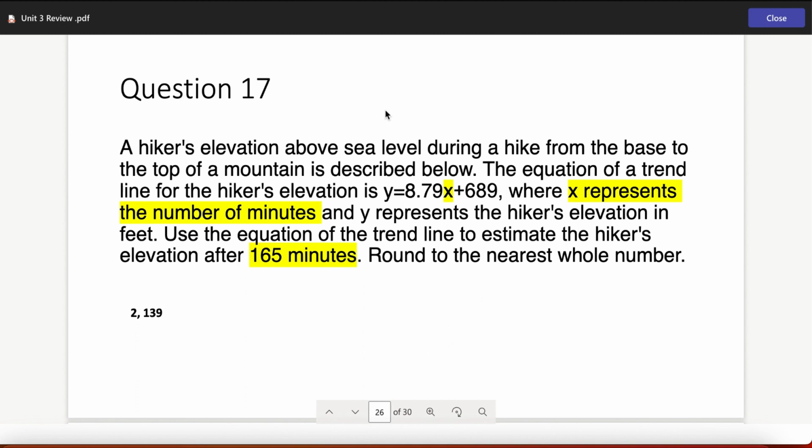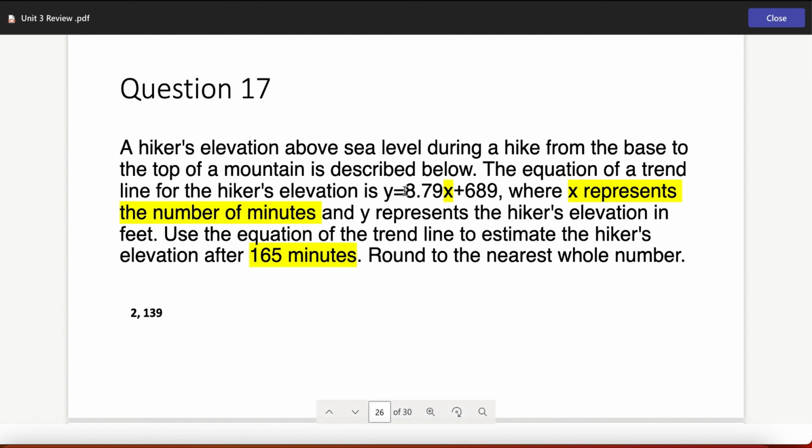Alright, so here's some word problems. A hiker's elevation above sea level during a hike from the base, so it's described below. I'm not going to read the entire question. I'm just going to try to go over it. Basically what you're going to do is find for the x. So x represents the number of minutes and y represents the hiker's elevation in feet. So you have to estimate the hiker's elevation. So it says 165 minutes.